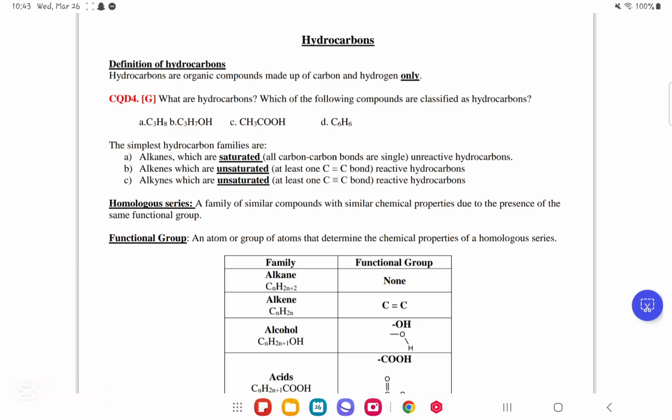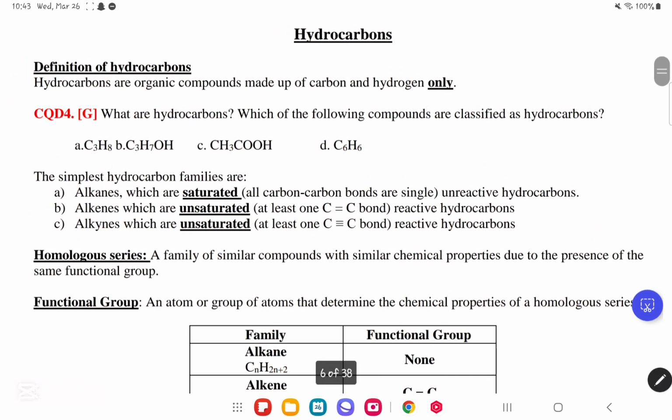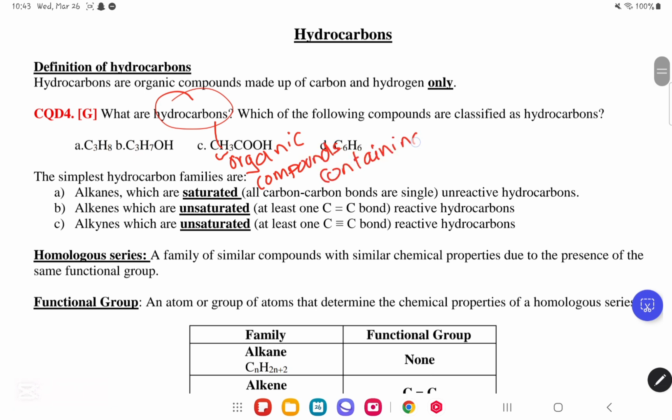What are hydrocarbons? Which of the following are classified as hydrocarbons? So hydrocarbons, they are organic compounds containing only carbon and hydrogen. Okay, so again, hydrocarbons, they are organic compounds containing only carbon and hydrogen. So when we are looking at things classified as hydrocarbons, they should only have carbon and hydrogen.